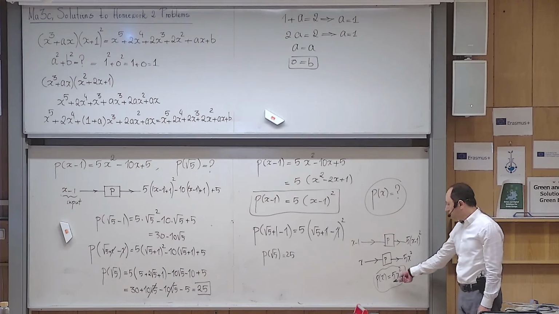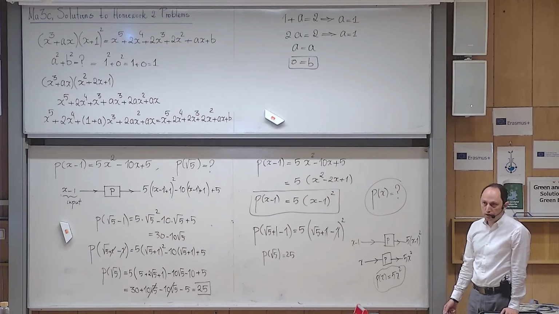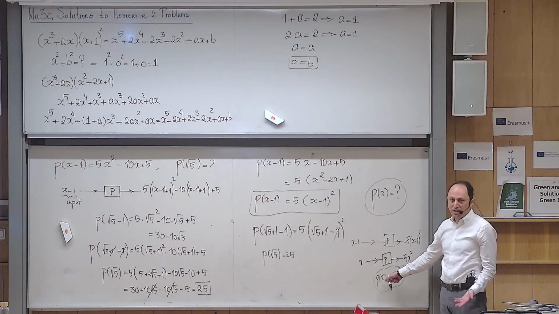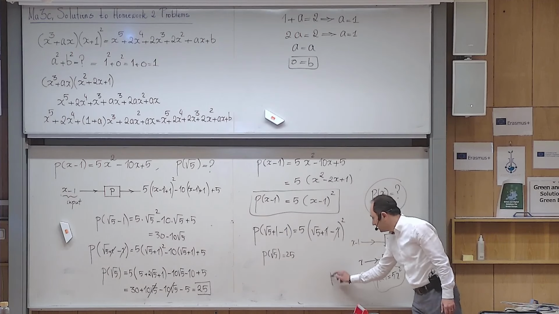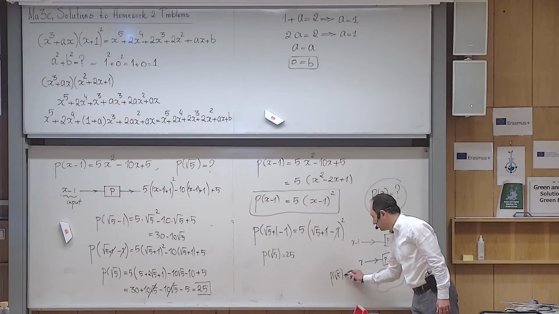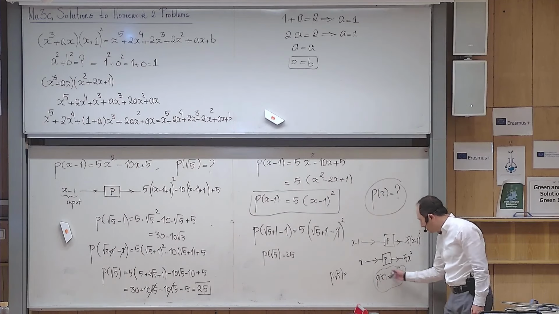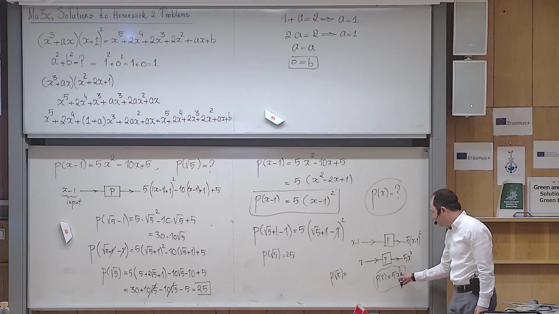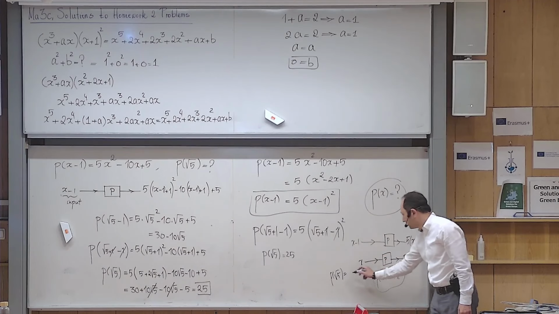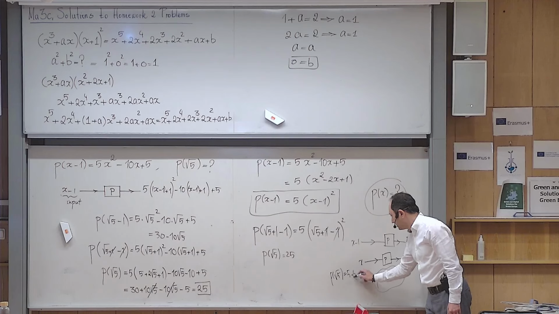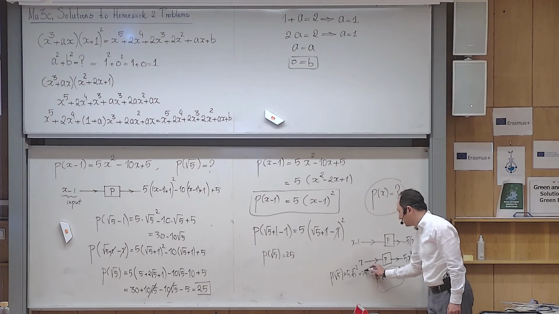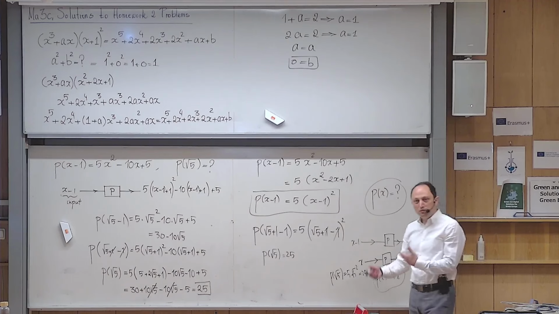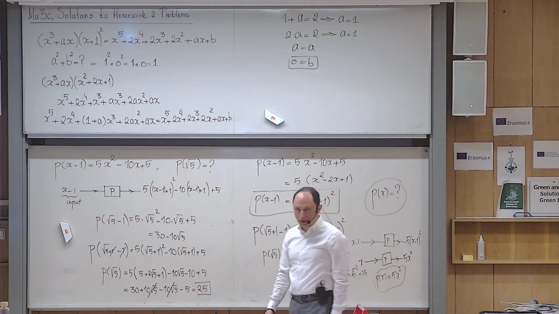And using this, can I calculate p of the square root of 5? Yes, because this is the most standard way of writing functions. So what is p of the square root of 5? Because p of x is given, p of the square root of 5 means simply replace x with the square root of 5. So this becomes 5 times square root of 5 to the power of 2, which becomes 25. So these are different ways of looking at the same problem.